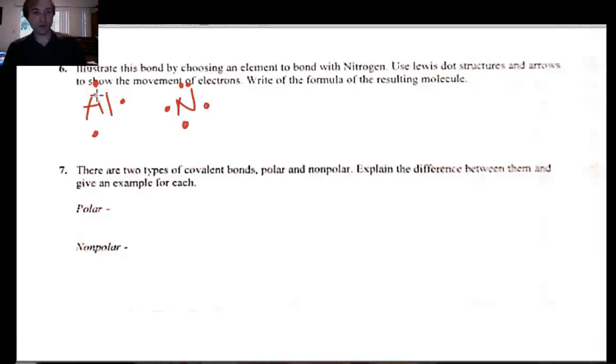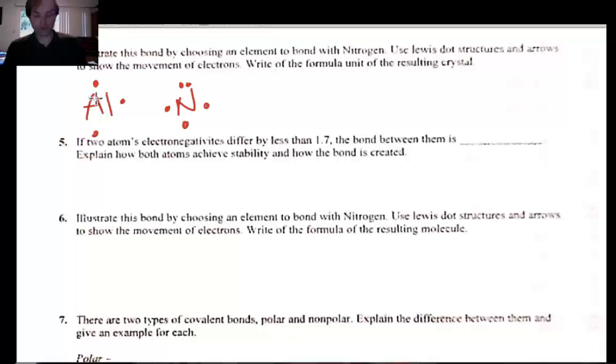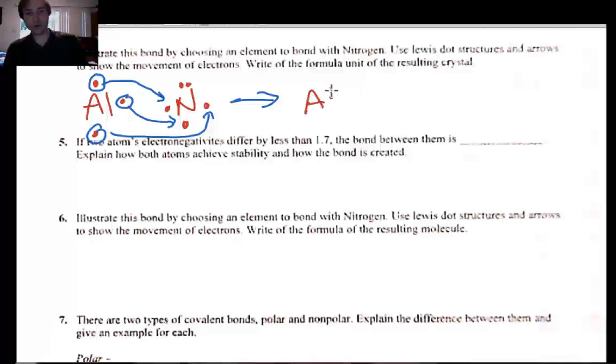So what we can do here is look at our aluminum, and it can lose this electron and give it to nitrogen. And it can lose this electron and give it to nitrogen here. And it can lose this one and give it to it here. When that happens, our final configuration is we have our aluminum, which has lost 3 electrons. So overall, it's going to have a charge of positive 3, right? Because it lost 3 electrons, but it still has the same number of protons.